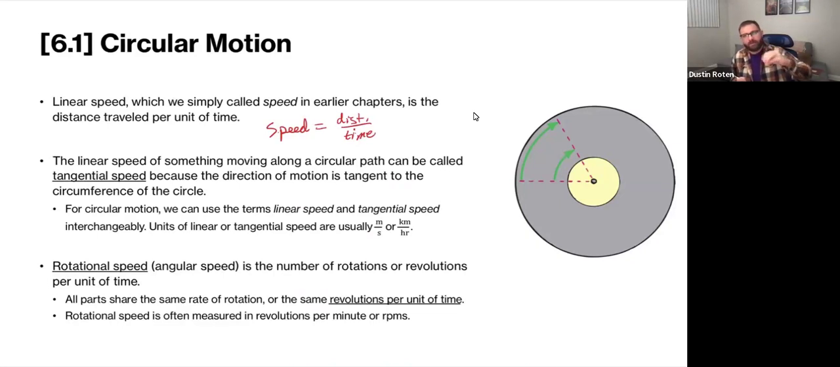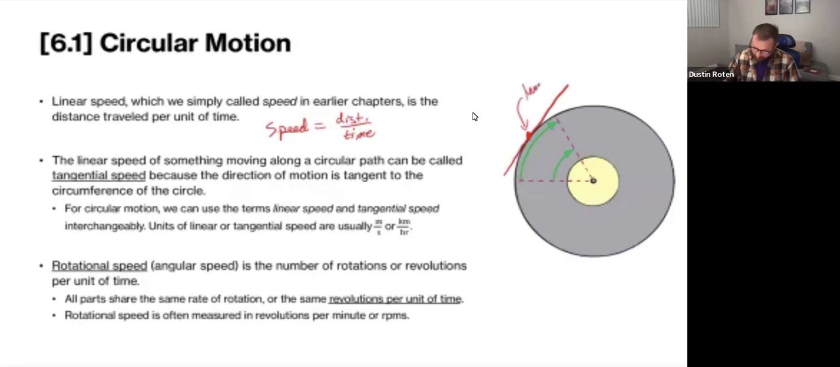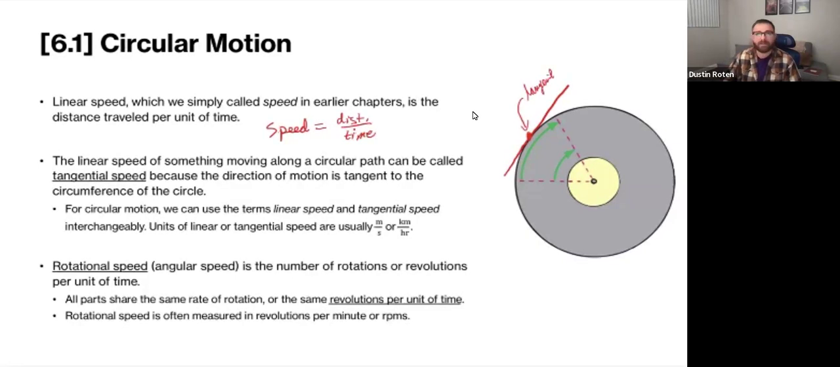We can also think about the linear speed of something moving along a circular path. We can essentially call that the tangential speed. This is because the direction of motion is tangent. Remember, tangent would be like a line that just barely touches something, just at one point. So this would be like a tangent line, so that would be our tangent there.